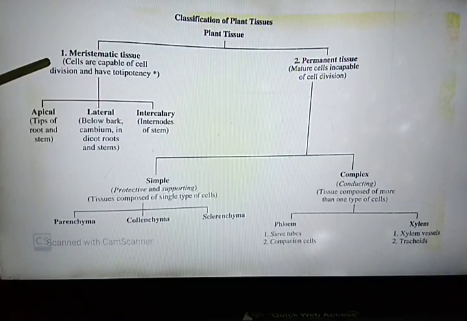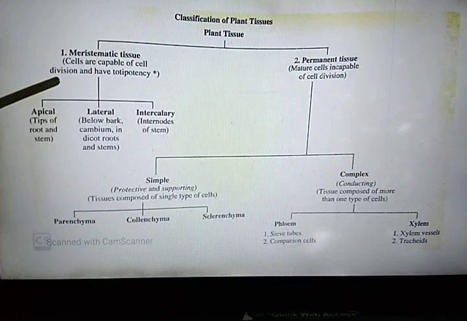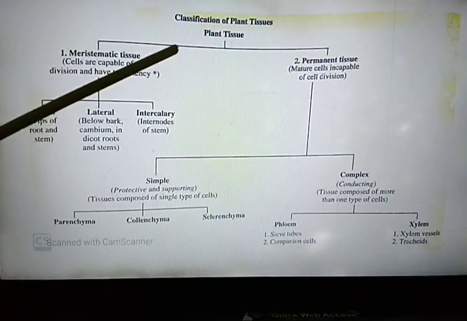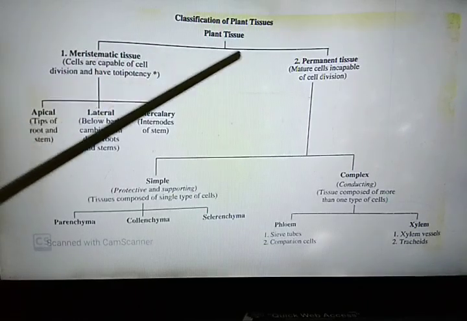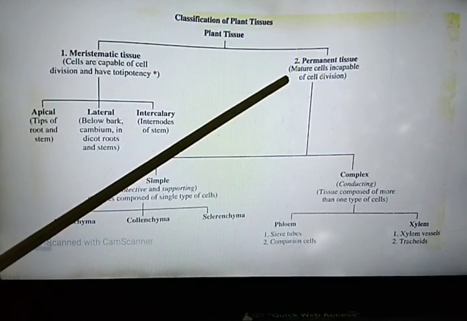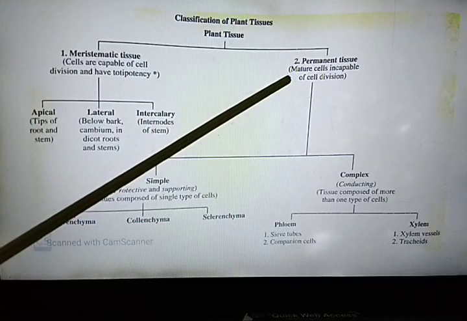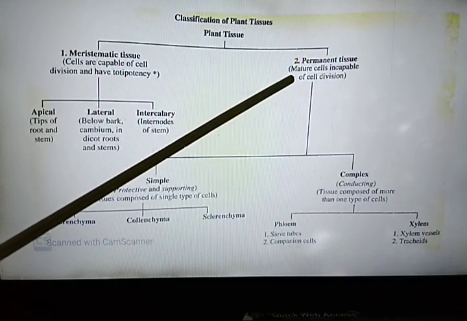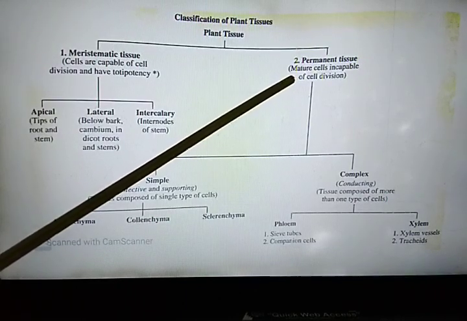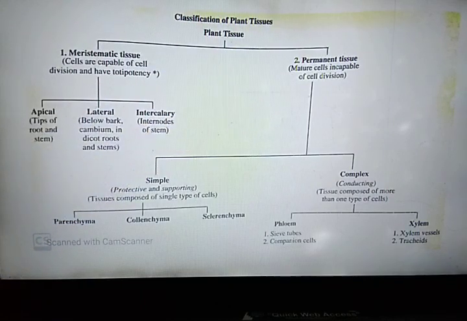Meristematic tissue is made up of cells which have the ability to divide. It means that the cells present in the meristematic tissue can show cell division. They can give rise to new cells. Whereas in permanent tissue, the cells have lost their ability to divide. It means the cells of the permanent tissue cannot show cell division. Such cells are known as mature cells.